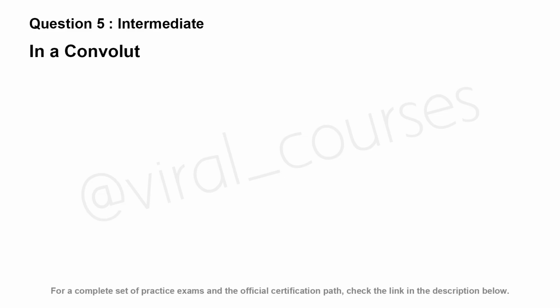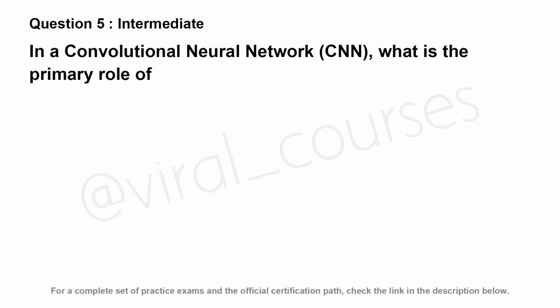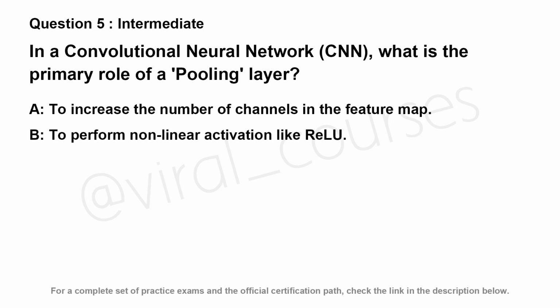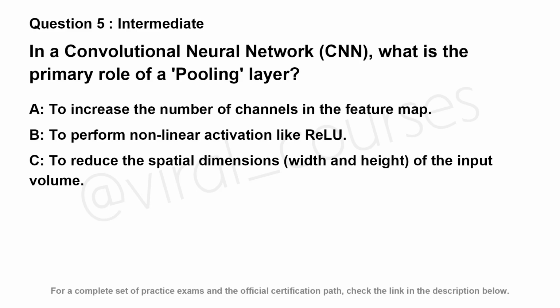In a convolutional neural network, CNN, what is the primary role of a pooling layer? Option A, to increase the number of channels in the feature map. Option B, to perform nonlinear activation like ReLU. Option C, to reduce the spatial dimensions, width and height, of the input volume. Option D, to flatten the matrix into a single vector.